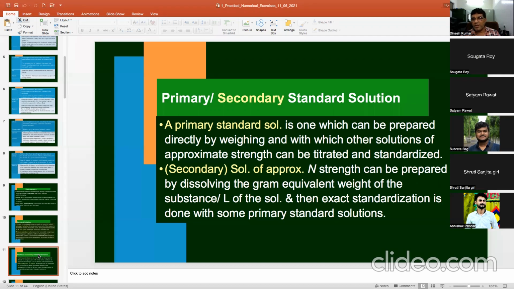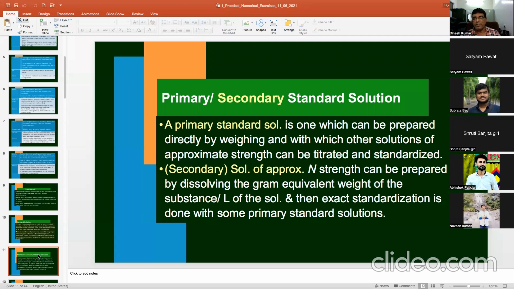And then exact standardization is done with some primary standard solution. This primary standard solution can be used to know the strength of the secondary standard solution. Only a few compounds can be used to make a primary standard solution, but not all compounds or acids can be used to make one. You need to go for titration, standardization of the secondary standard solution against the primary standard solution.